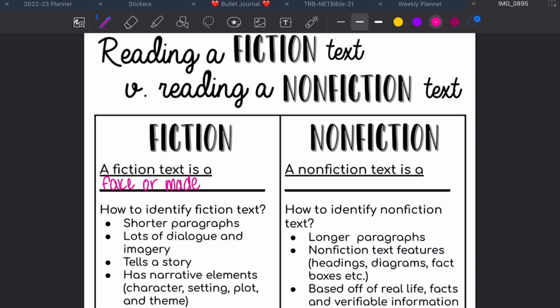So I want to help you make sure that you know some strategies you can use as you're reading fiction versus nonfiction. Let's get into it. As we have already stated, our fiction text is a fake text, or it is made up, right? We want to make sure that we know how to identify these things so that as we are reading, we can know what we're looking for and what we're thinking about.